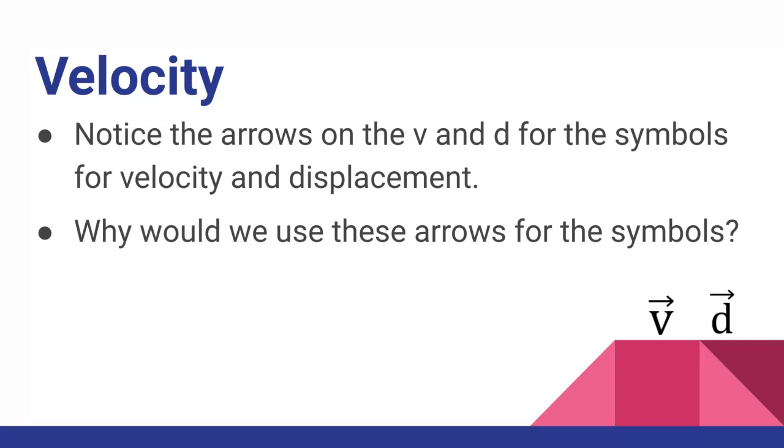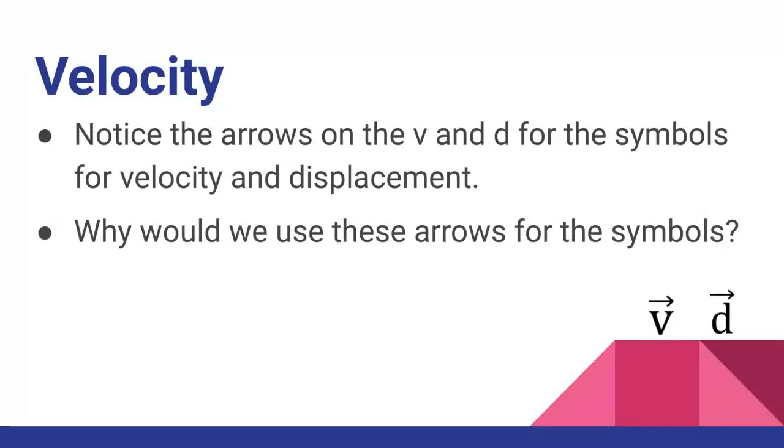So notice the arrows on the V and the D for the symbols for velocity and displacement. Now, why do you think we would use these arrows for the symbols? So take a second, think about that for a second. Why would that be important? Okay, just think about that for a second. Why would the arrows on the V and the D be important?